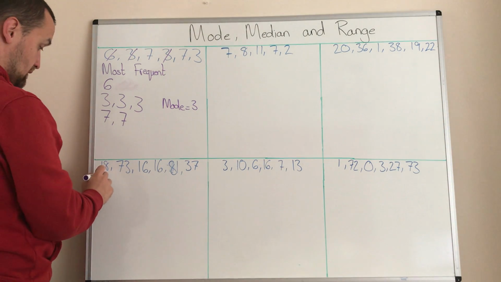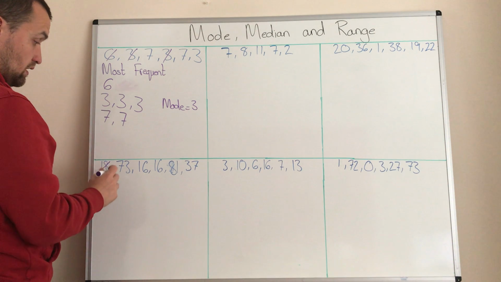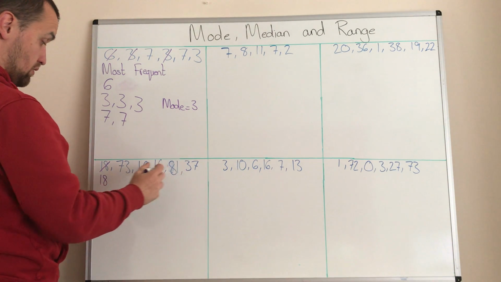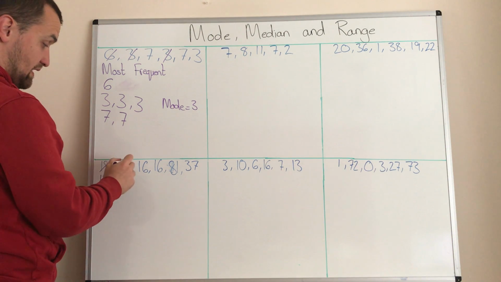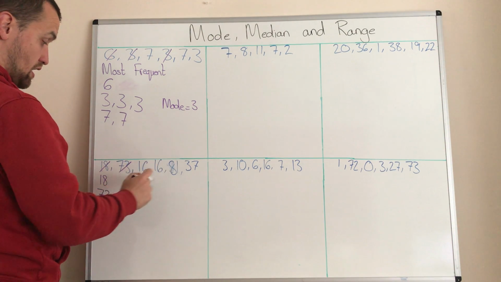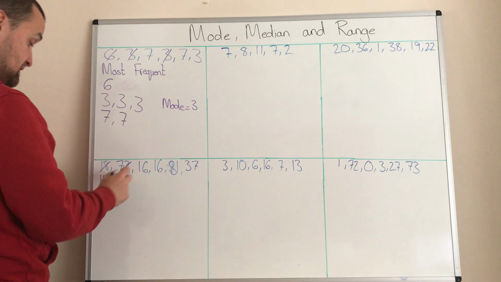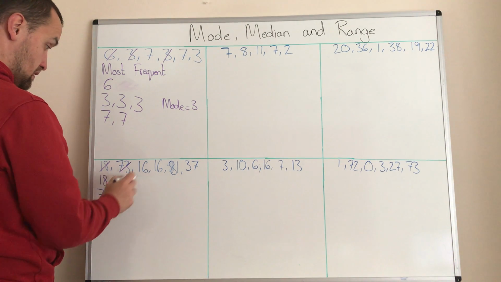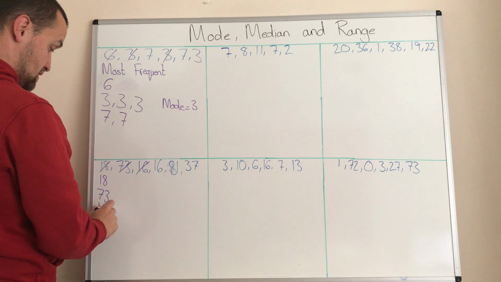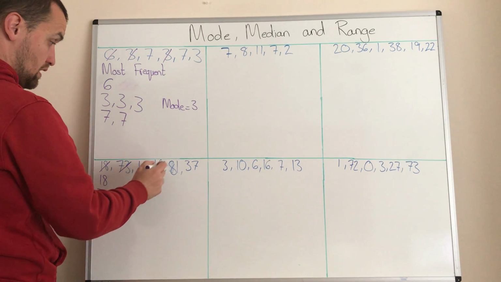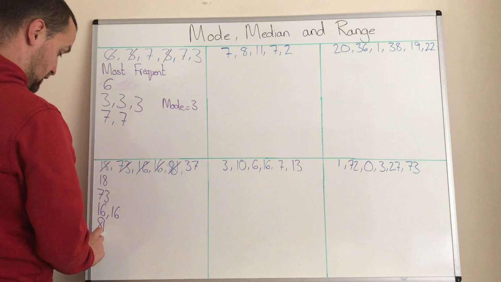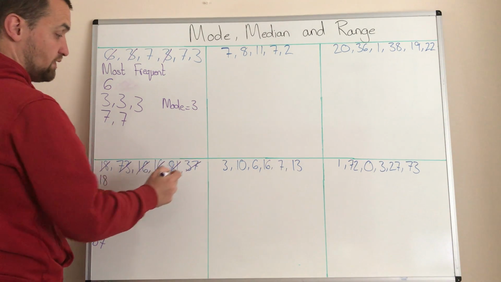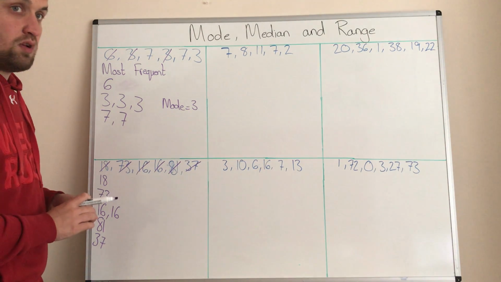Let's look at the bottom one. So we've got 18. Cross off as you go along. Do we have any more 18s? No. We've got 73. Do we have any more 73s? No. So we cross them off as we go along. 16, and we have another 16, so we're going to put both of those down. We have an 81 and a 37. What I would do, just cross them off as you're going along, just to make sure that we get them all correct.